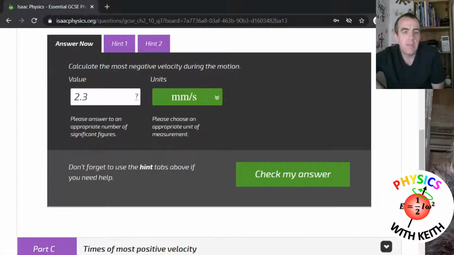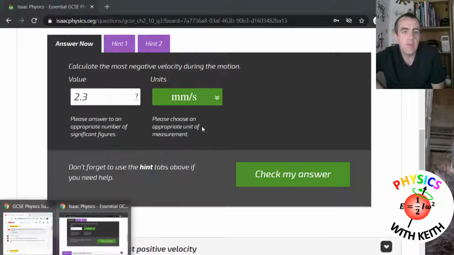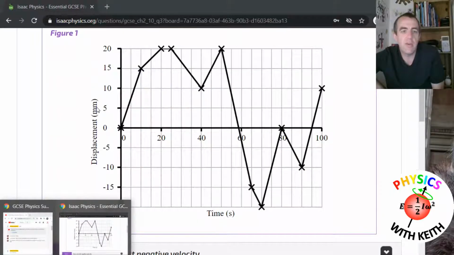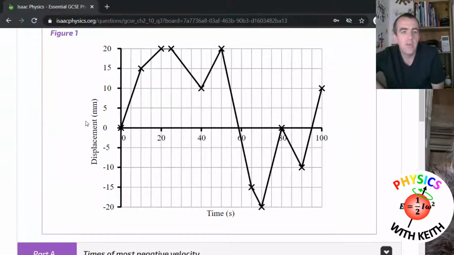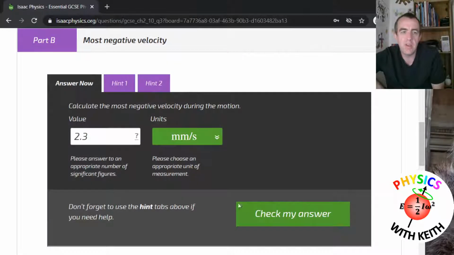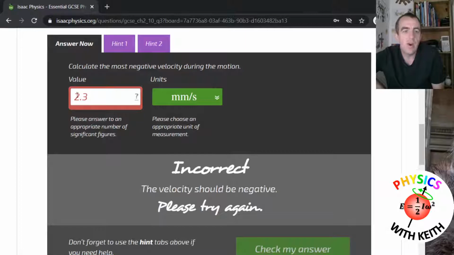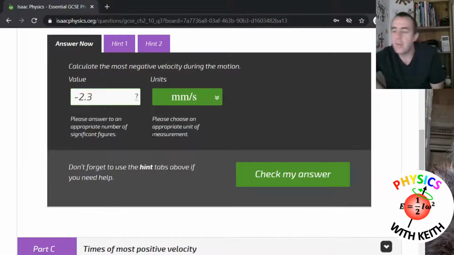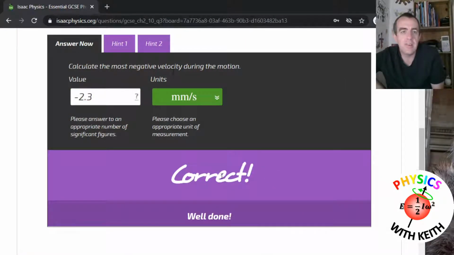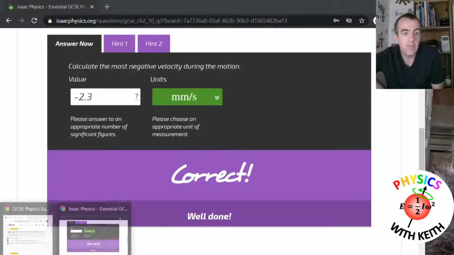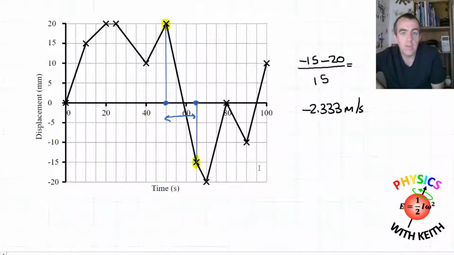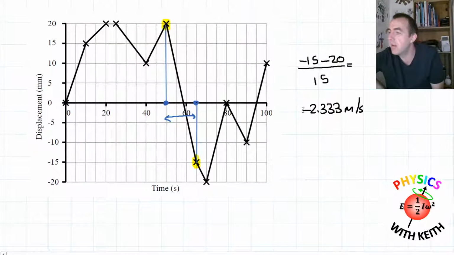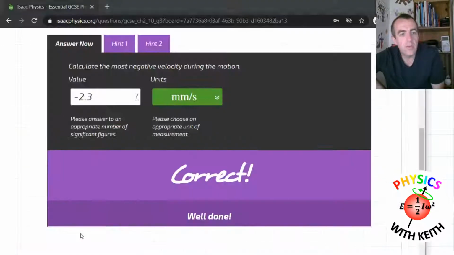Why have I got millimeters per second? Have I read the graph wrong? I have read the graph wrong. Look, this is in millimeters. What a silly thing to do. Well, it doesn't matter. It's millimeters per second anyway. It says it should be negative. Of course it should. I said it was negative, and then I didn't actually write it down. Negative 2.3 millimeters per second. So you can see what I mean. Isaac Physics tells you if you put the answer in wrong, which is quite a handy thing. Let's just have a look and see. Yeah, I put it negative there and then didn't type it in. Foolish of me.